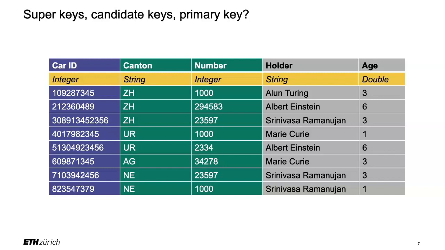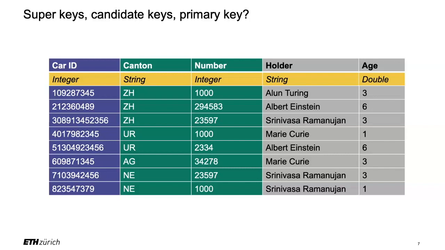Can you remove number? Also not, right? Because for canton, you have 3 times the H, 2 times Neuchâtel, 2 times Uri, and so on. So you can neither remove canton, nor can you remove number. Thus, canton plus number is not only a super key, it's also a candidate key. Who agrees? Okay, that's because you cannot remove anything.